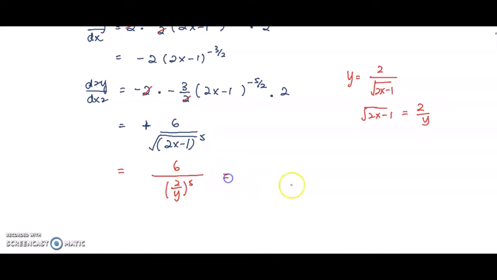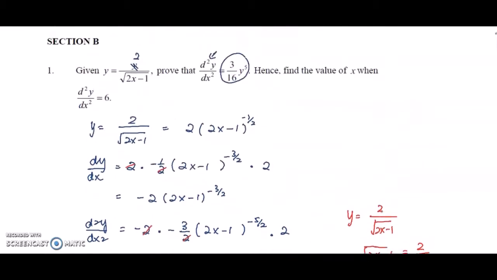Then we simplify. I have my 2 power of 5 will be 32, and then the y power of 5 I bring up. I got my y power of 5. Simplify further. This is 3, this is 16. Then you have your 3 over 16 y power of 5. And we say that we have proven.